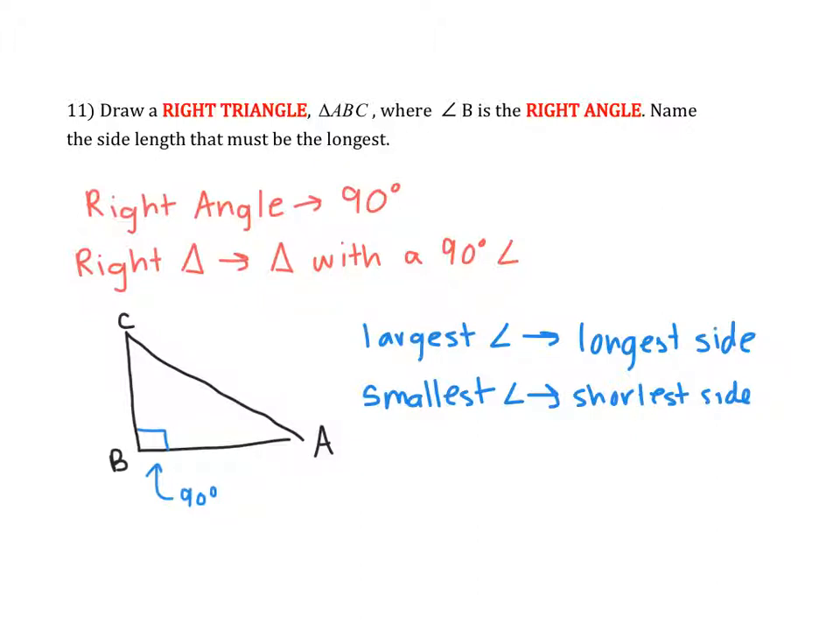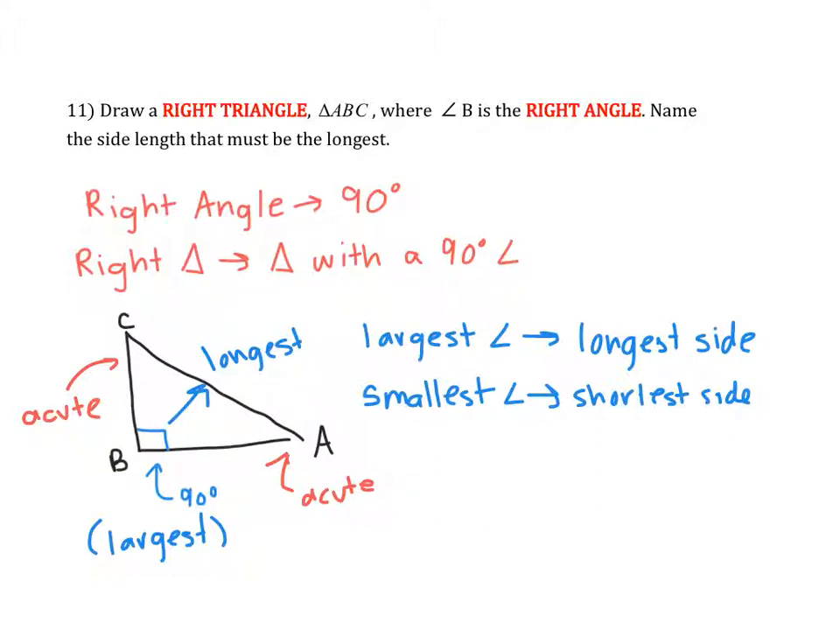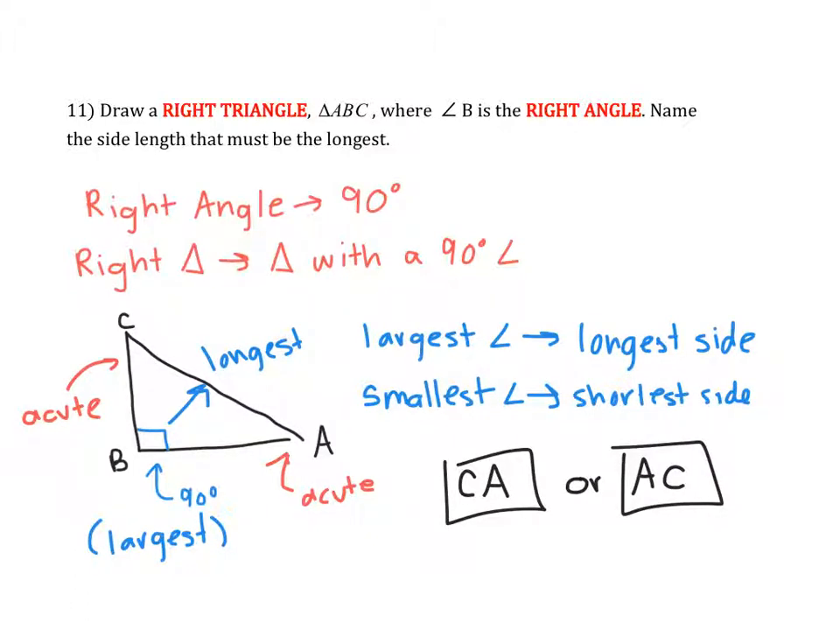So if we have a 90-degree angle, we know that these other 2 angles must be acute. So we know that this angle, angle B, is our largest angle. Well, that means that if we look opposite of angle B, we're going to find the longest side. So that side is line segment CA, or you could name it AC. Either way is perfectly correct. So just remember there is that relationship between the order of the angles and the order of the sides.